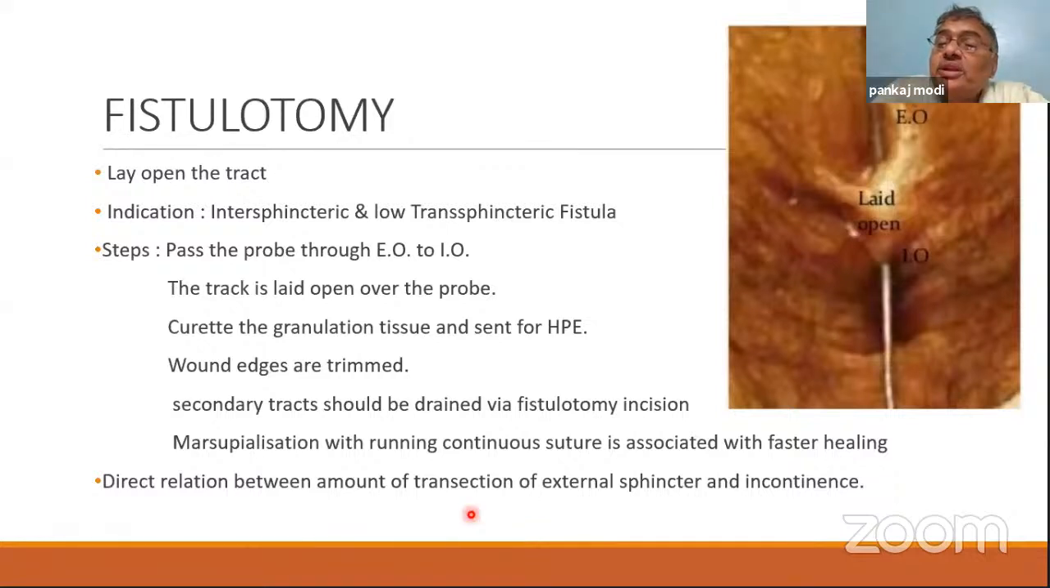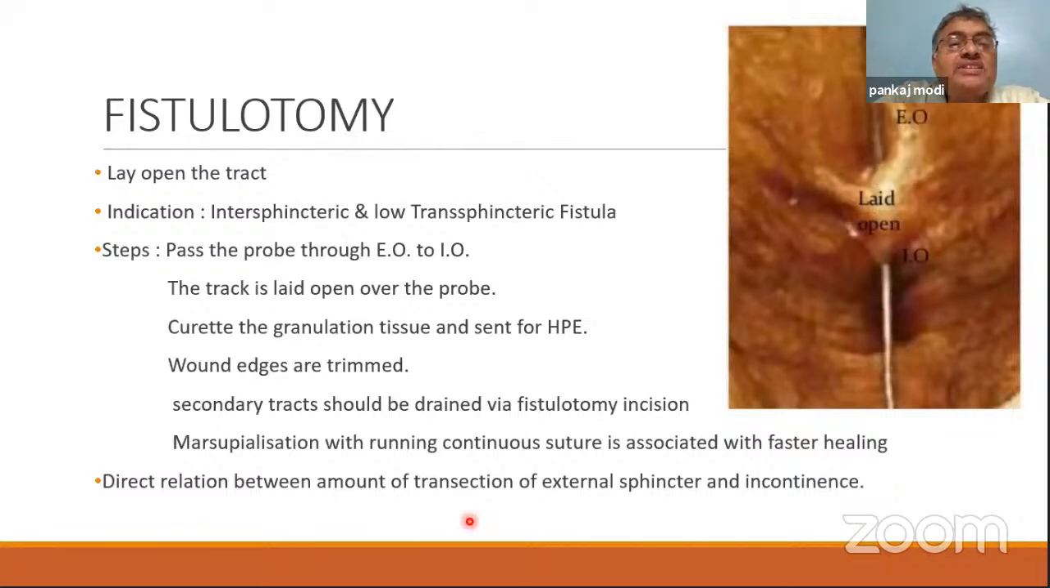So, how much sphincter can you cut? Subcutaneous part of the external sphincter can be cut. What else? Not only that, the lower two parts of the external sphincter and the internal sphincter you can cut. The upper part of the external sphincter and the anorectal ring, which is between 4 to 6 centimeters, you should not cut. So any internal opening below 4 centimeters, you can safely cut.